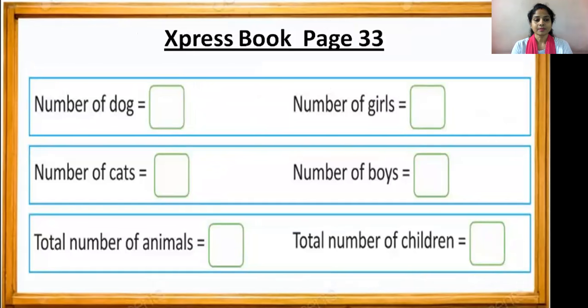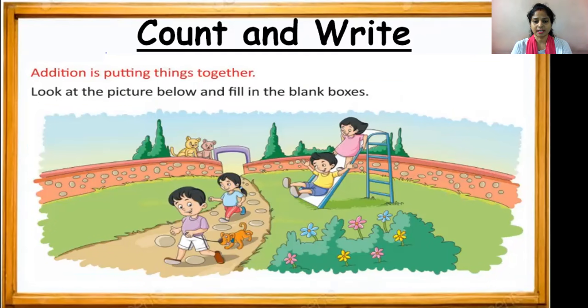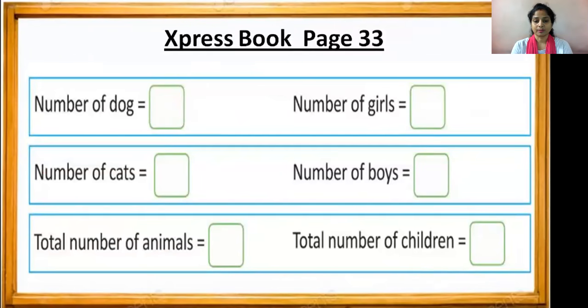Let's see. Number of dogs? 1. Number of cats? 2. And total number of animals are 3. Okay. So next is number of girls and number of boys. So move to the next picture again and just see how many girls are there. Look at their hair. 2 girls are there. And how many boys? 2 boys.